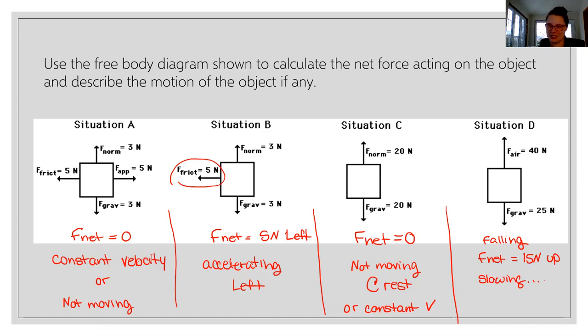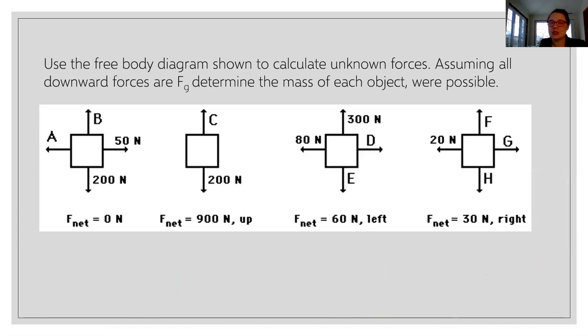All right. And one last question. Use the free body diagram to calculate the unknown forces and assume all downward forces are Fg, and find the mass of each object where it's possible. All right, so in order to figure this out, first one, we have net force equals 0. Net force equals 0 tells me my forces are balanced, which means my upwards force has to be 200 newtons and my leftward force has to be 50 newtons.